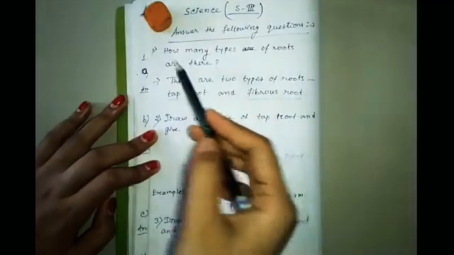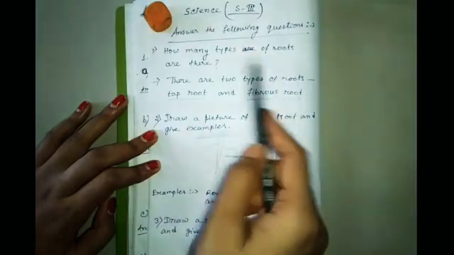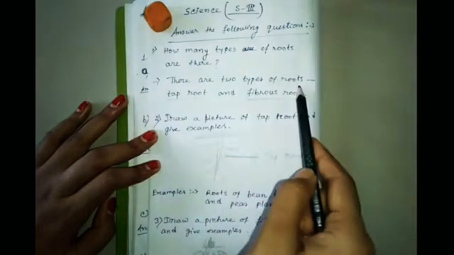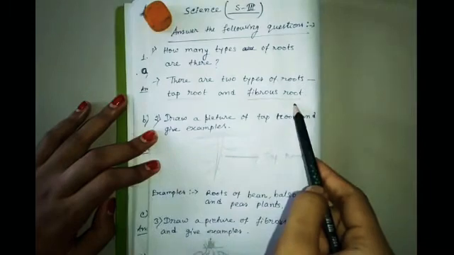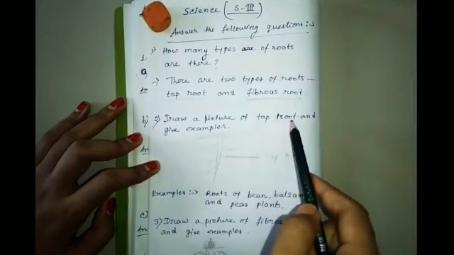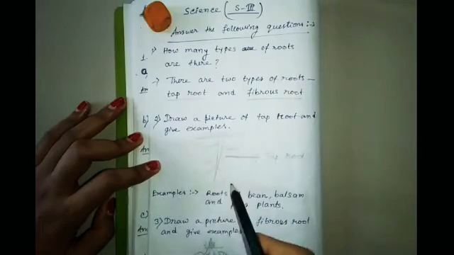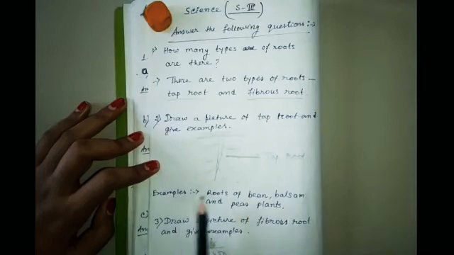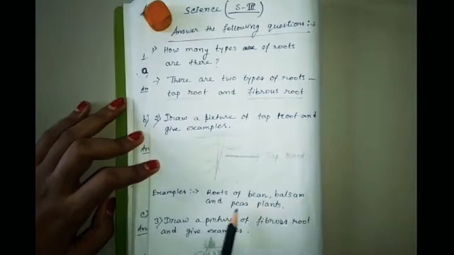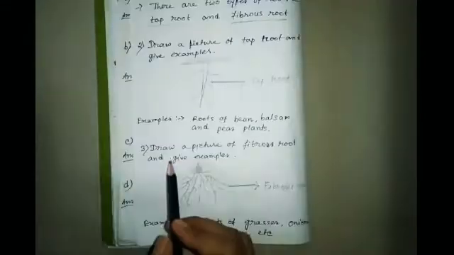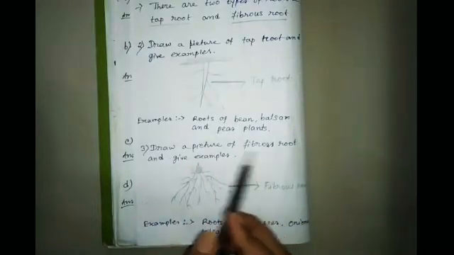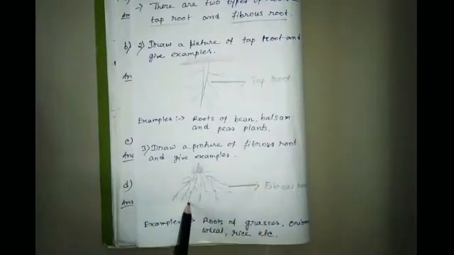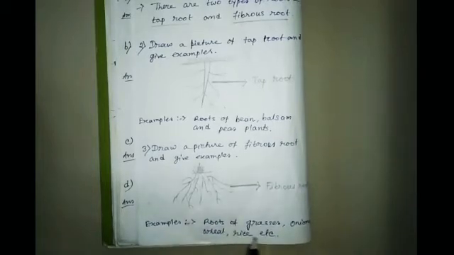Students, follow these questions. How many types of roots are there? There are two types of roots, taproots and fibrous roots. B. Draw a picture of the taproot. You have to draw this picture of a taproot and give examples. Example: roots of bean, balsam and pea plants. Draw a picture of fibrous root and give examples. This is a picture of fibrous root. Examples are roots of grass, onions, wheat and rice, etc.